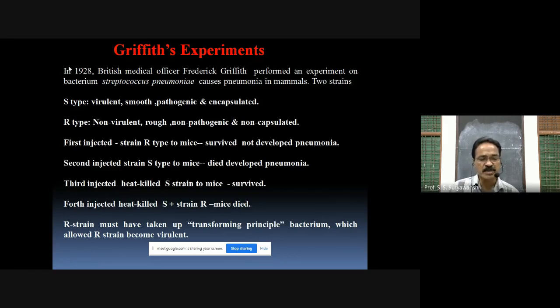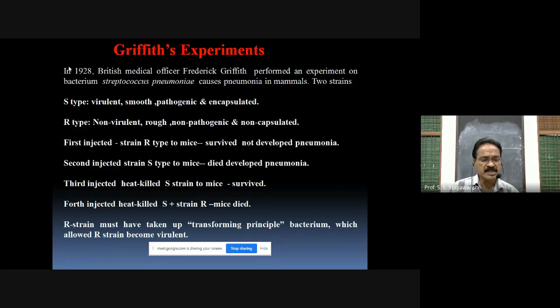So this Streptococcus pneumoniae was selected by Griffith, and he observed that there are two strains of Streptococcus pneumoniae. As usual, these bacteria have different strains. Commonly they are positive or negative strains, but here Streptococcus pneumoniae has two strains: one is the S type and the second is the R type.